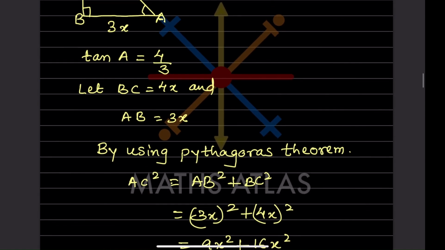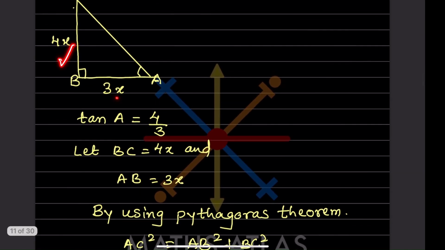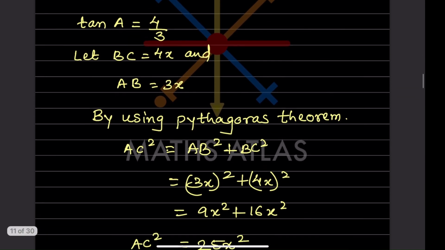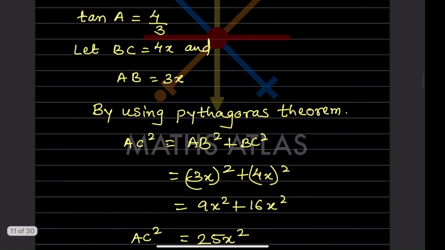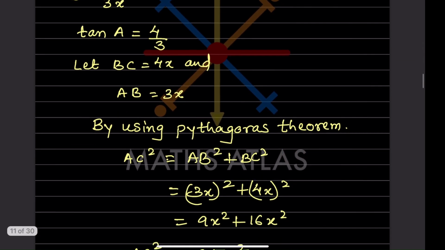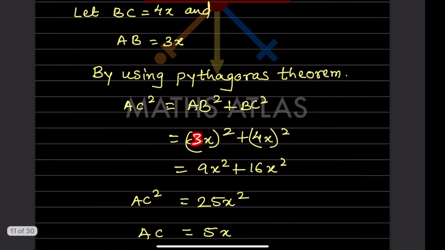Now you know the Pythagoras theorem. We use it because we know BC and AB, and we want this side, which is the hypotenuse. So we will find AC with the help of Pythagoras. The Pythagoras theorem here is AC square equals AB square plus BC square. AB is 3x, so you write 3x and take its square, and BC is 4x, and you take the square of that.